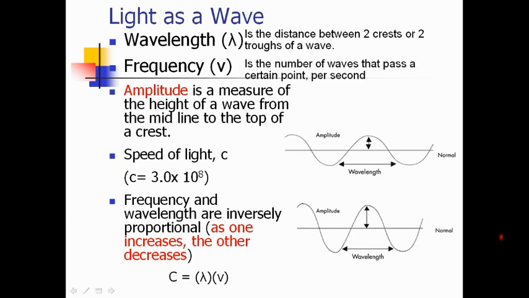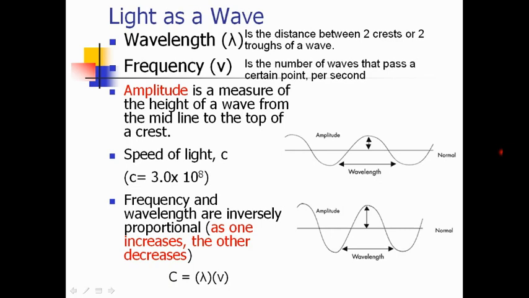Frequency, which is abbreviated with V, is the number of waves that pass a given point in 1 second. So if I was using this point right here, how many waves pass that point in 1 second would be my frequency. Amplitude, okay, this is showing you amplitude. That would be how high the wave rises from the midline. So we're measuring from the midline to the top of the wave.